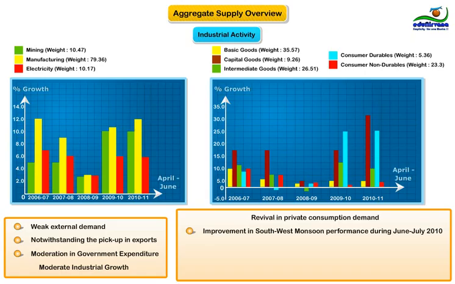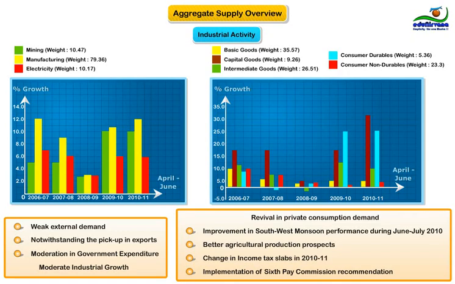Improvement in the southwest monsoon performance during June-July 2010, better agricultural production prospects, change in income tax slabs in 2010-2011, and the permanent effect of the implementation of the 6th Pay Commission recommendations on income should be supportive of consumption demand.